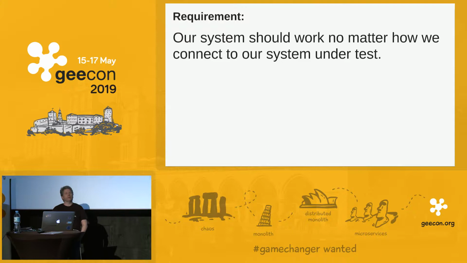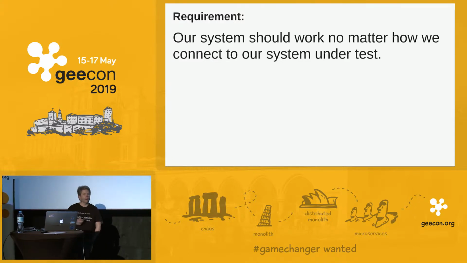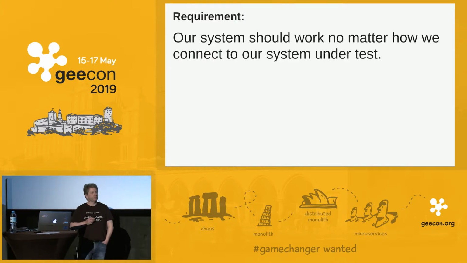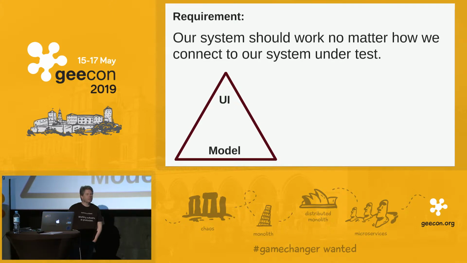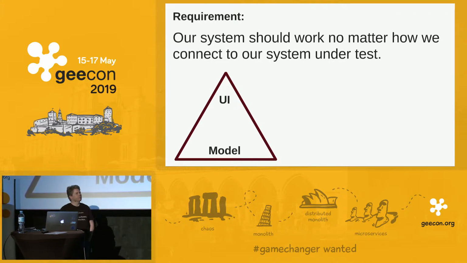So we have a requirement here. Our system should work properly, no matter where we actually connect to it. So therefore, we should be able to connect to the model. We should be able to connect to the user interface, or anything in between. So this is a pyramid, sometimes referred to as the testing pyramid. So we should be able to have a system that works if we connect to the model, or if we connect to the user interface, or anywhere in between.